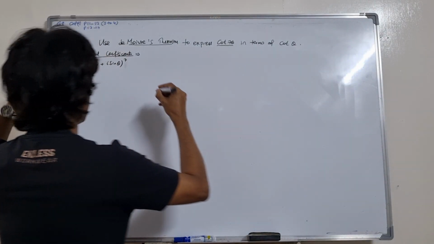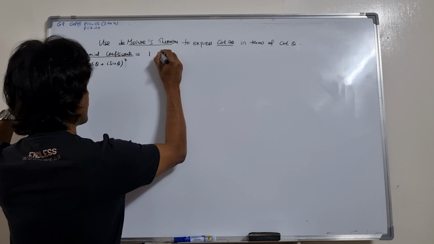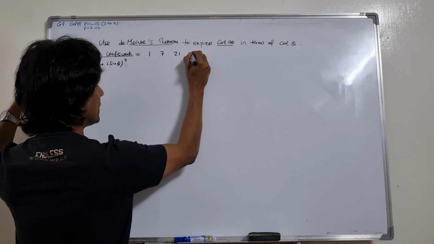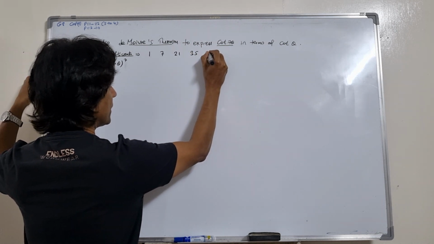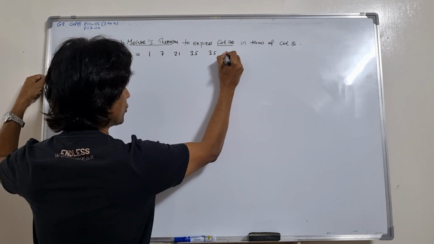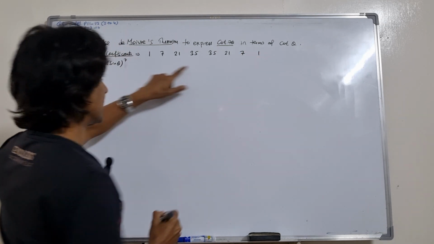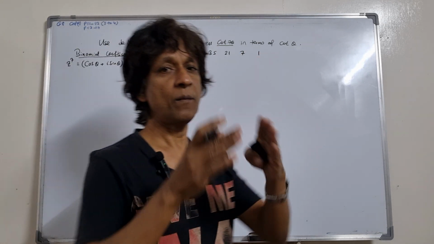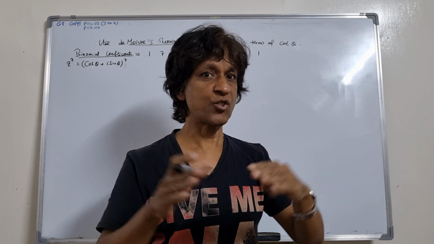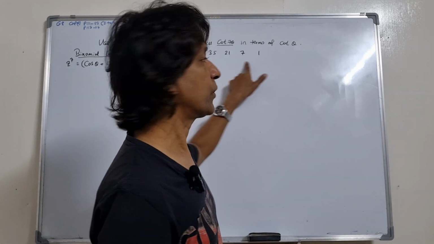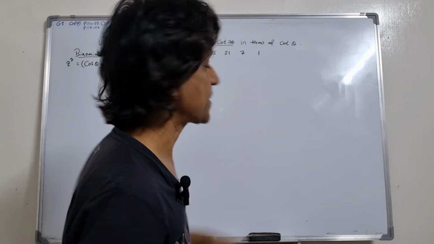All right, so the binomial coefficients are 1, 7, 21, 35, 35, 21, 7, 1. Now you can get this by building your Pascal triangle, and when you reach the power 7, you're going to end up with these coefficients.